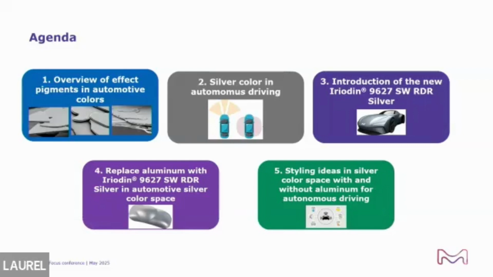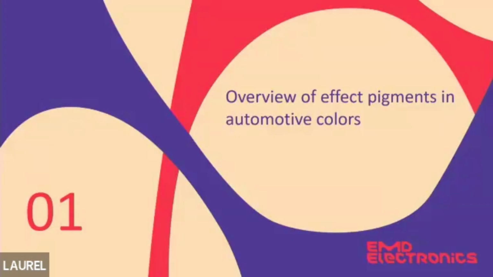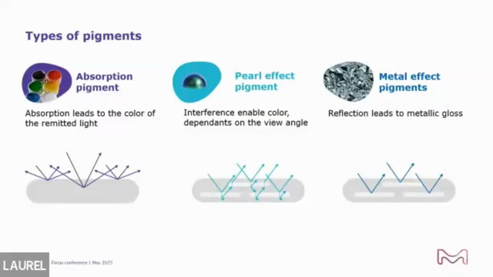And then finally, we have a couple of styling ideas using this product with and without aluminum to get radar compliance. So with that, let's get started. First, we have an overview of effect pigments using automotive colors.